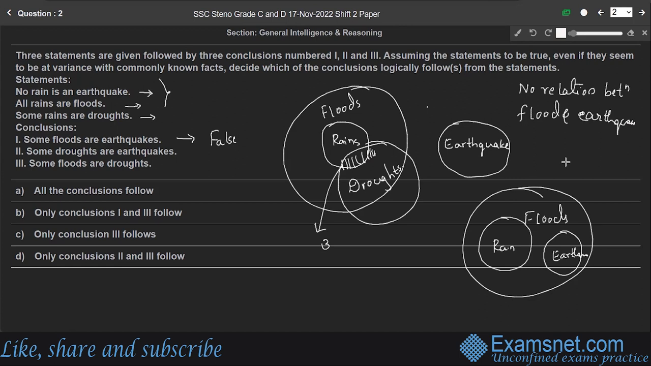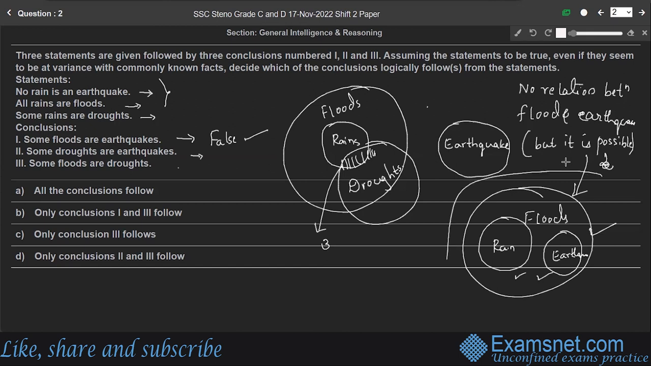No rain is an earthquake. There is no relation between rain and earthquake here in the second Venn diagram. And all rains are floods, so the second statement will also get satisfied. In such a case, it is possible. But according to the given statements, there is no definite relation between floods and earthquakes. Therefore, the first conclusion, some floods are earthquakes, is a false conclusion. And the second one, some droughts are earthquakes.